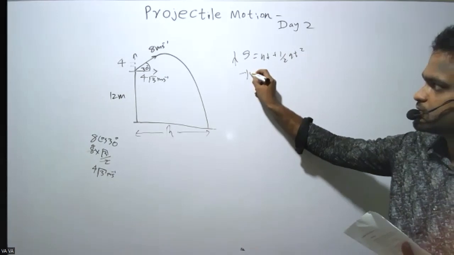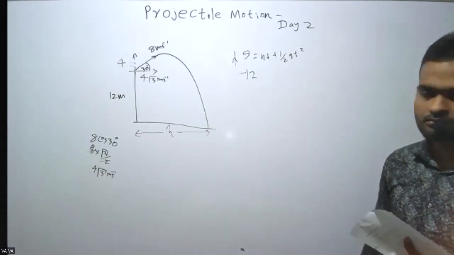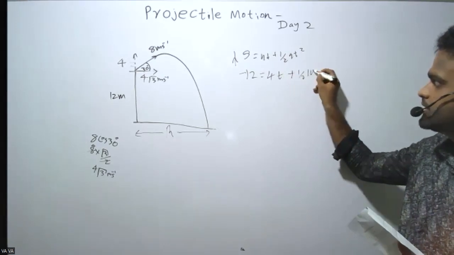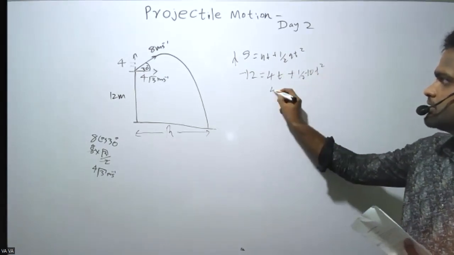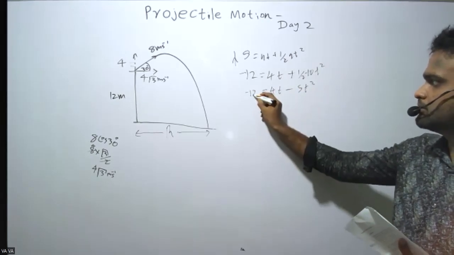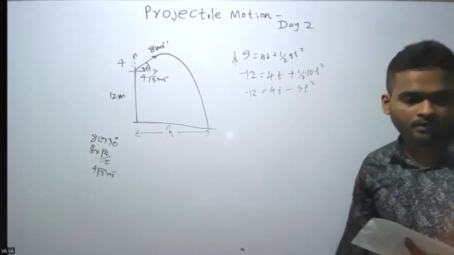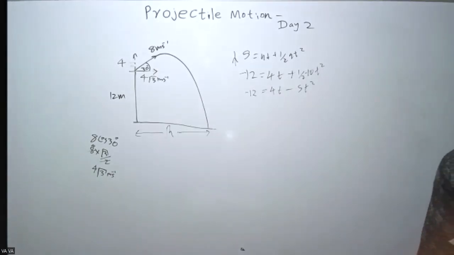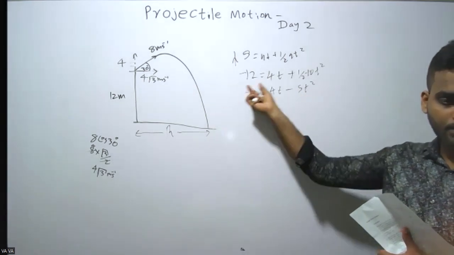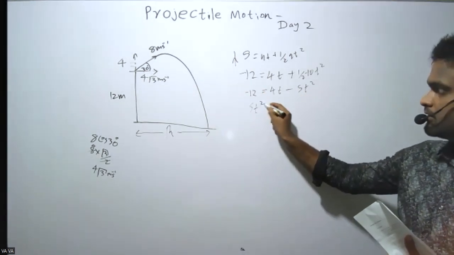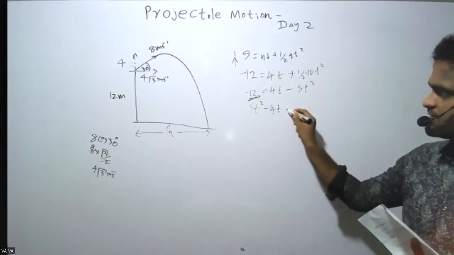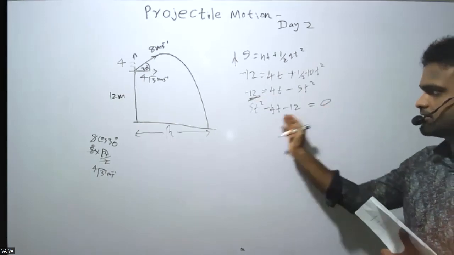This is minus 12. 40 plus half 10 minus t squared. 40 minus 5t squared, minus 12. So minus 5t squared, take it to the other side, becomes plus 5t squared. 40 becomes minus 40. Minus 12 is at this side, right? So whole thing is equal to 0.